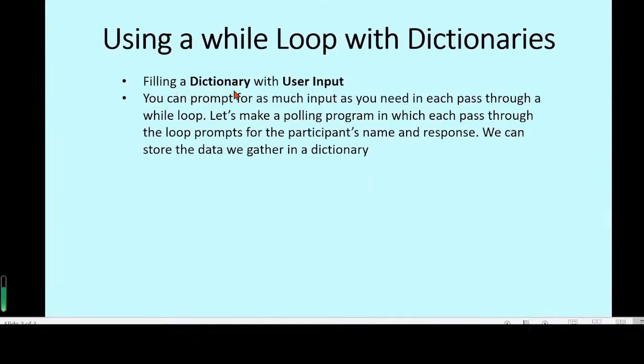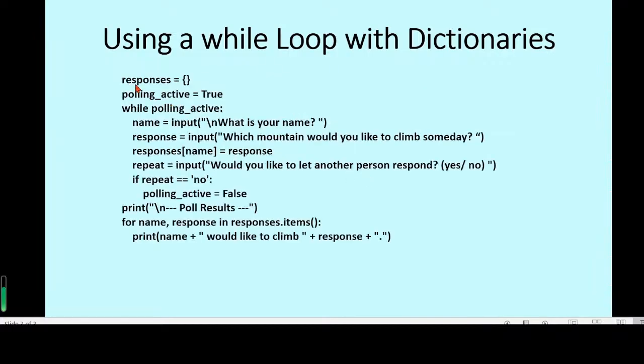So, filling a dictionary with user input. You can prompt for as much input as you need in each pass through a while loop. So let's make a polling program in which each pass through the loop prompts for the participant's name and response. We can store the data we gather in a dictionary. So first, we create an empty dictionary, then set a polling active flag to true.